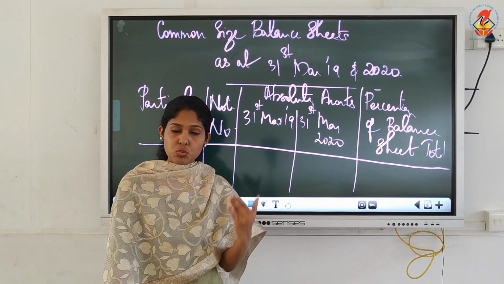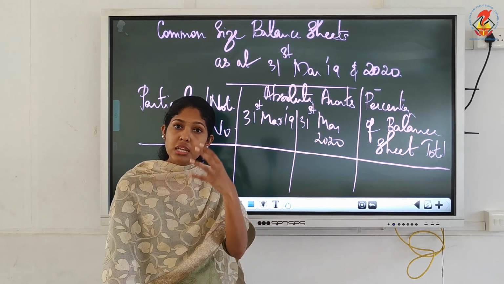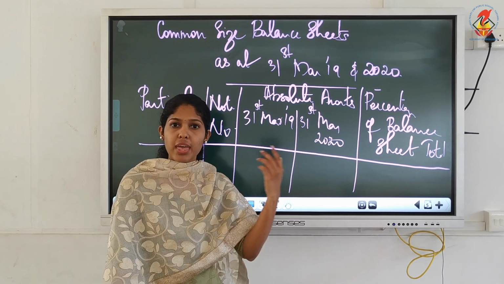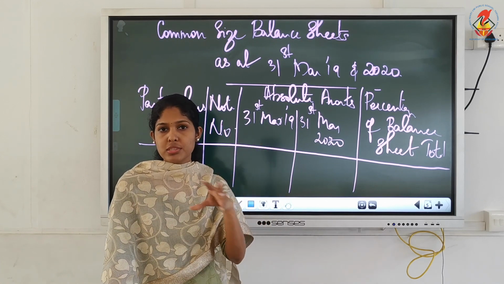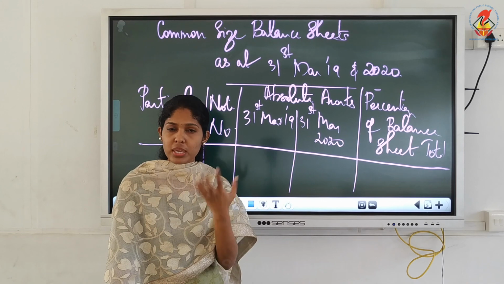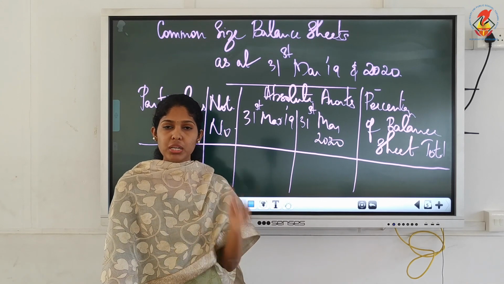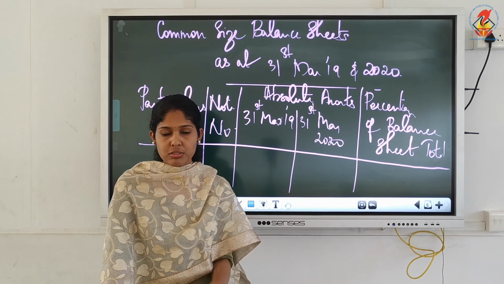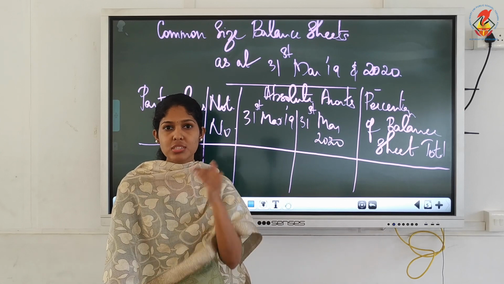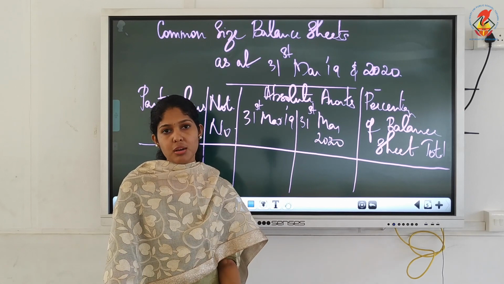Here it is much easier than P&L because the entire balance sheet format is given. There total revenue, total expenses, all those figures they didn't give, we had to compute. But here everything is directly given in the balance sheet, in the question itself. So you just have to copy and convert into percentage.